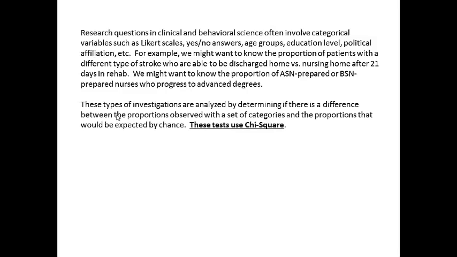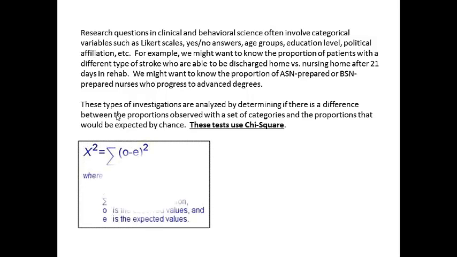We might want to know the proportion of ASN prepared or BSN prepared nurses who progress to advanced degrees. These types of investigations are best tested by determining if there's a difference between the proportions observed with a set of categories and the proportions that would be expected by chance alone. These tests use the Chi-square statistic. And here is the equation for Chi-square. Chi-square is the sum of observed minus expected squared divided by the expected values.